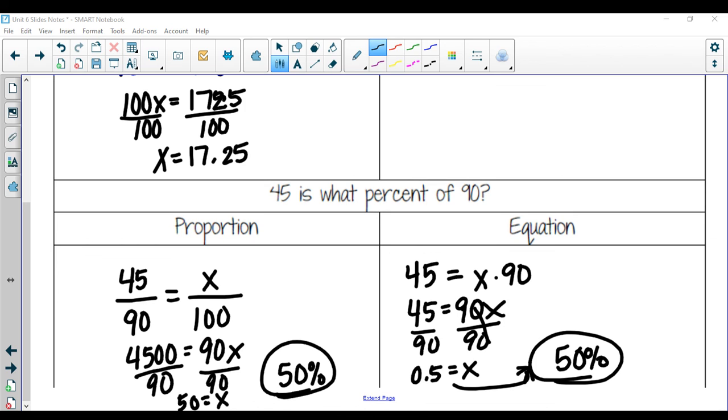And again, like I said, you'll get to choose moving forward on quizzes which one you would actually prefer to use.